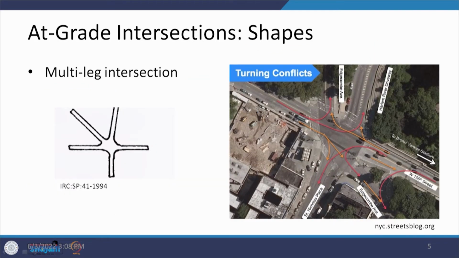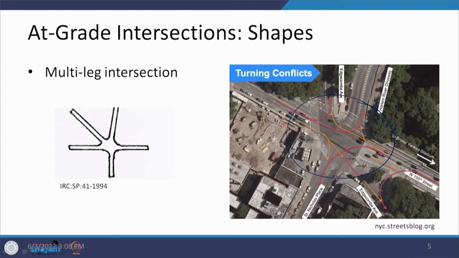Another case can be that if you have more than 4 approaches, then it is a multi-leg intersection, and in this multi-leg intersection there are going to be lots of things, lots of types of maneuvers from all the different directions. And if no controls have been exercised, it is a totally uncontrolled system, and you will find that there is always a possibility of conflicting situations arising in this open area of the intersection.